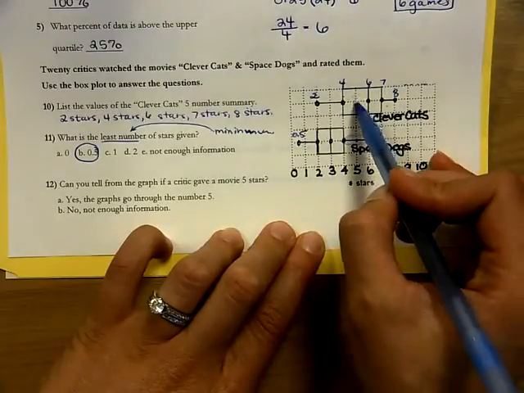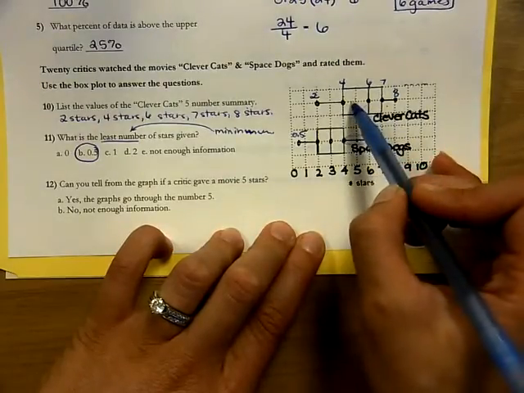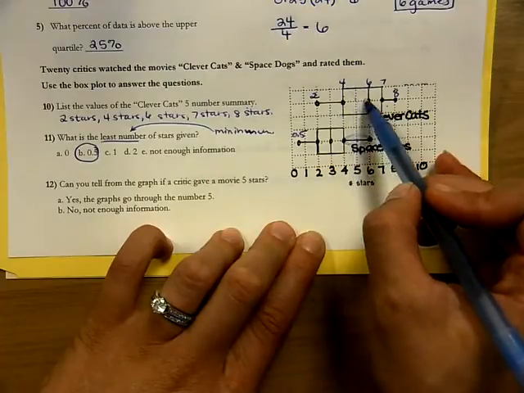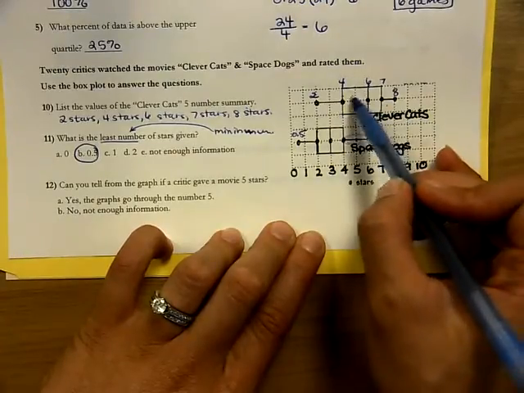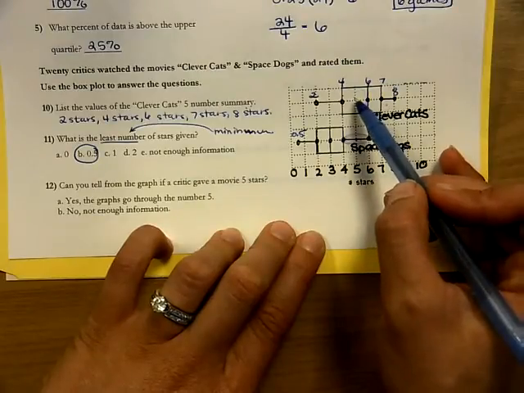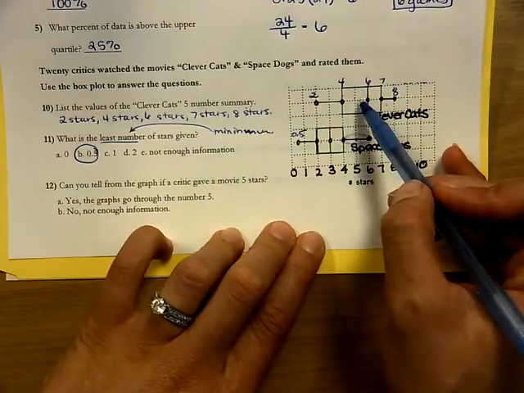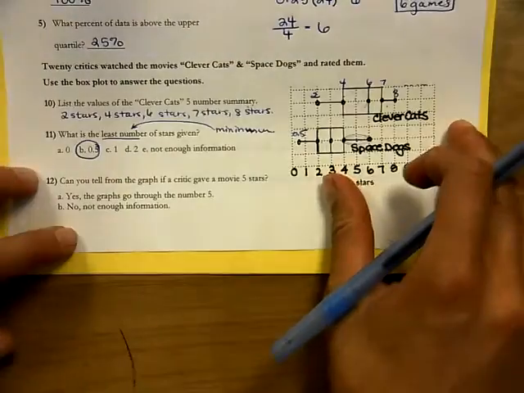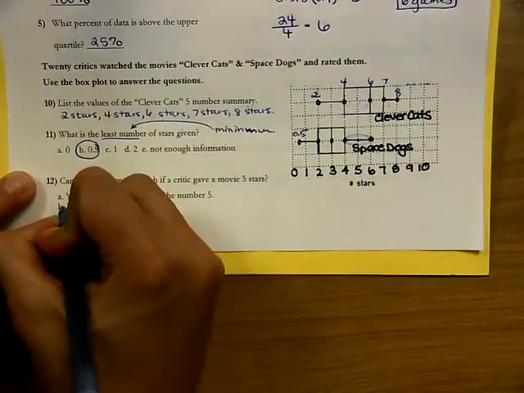Then looking up here, 5 lies somewhere in here. We don't know for sure if someone gave 5 stars, but it is within this box. It's within that 25% of the ratings. So it is possible, but we don't know for sure. So looking down here, I would say not enough information.